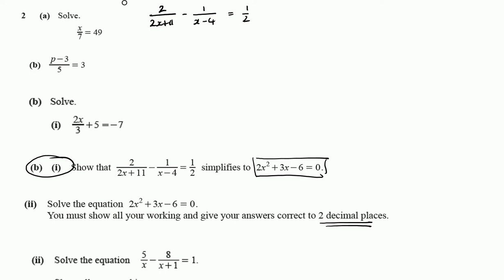Any equation involving fractions, a good first step is to multiply every term by every denominator that you see. I want to get rid of this divide by 2x plus 11, so I need to times by it. But I have to do that everywhere, otherwise the equation doesn't stay balanced. The same thing goes for the x minus 4. I want to get rid of x minus 4, so I have to multiply by it. And in order for the equation to stay balanced, I have to do that everywhere.